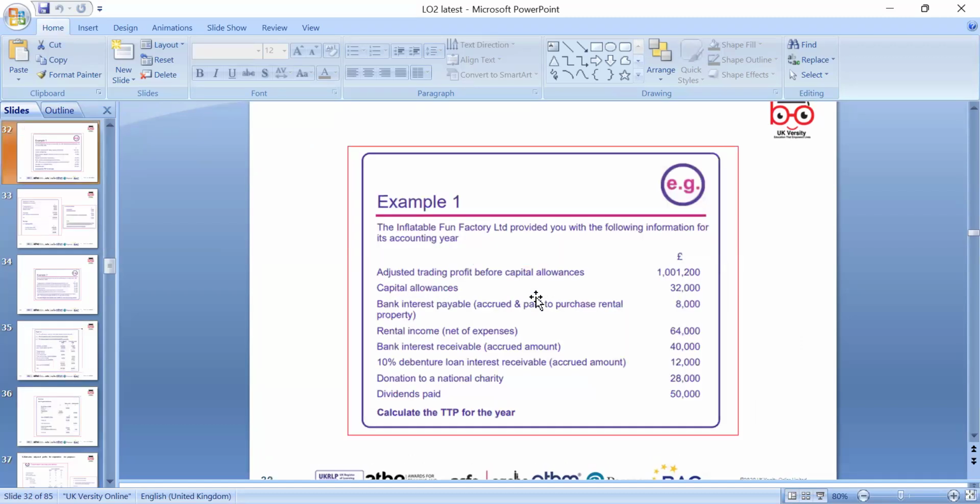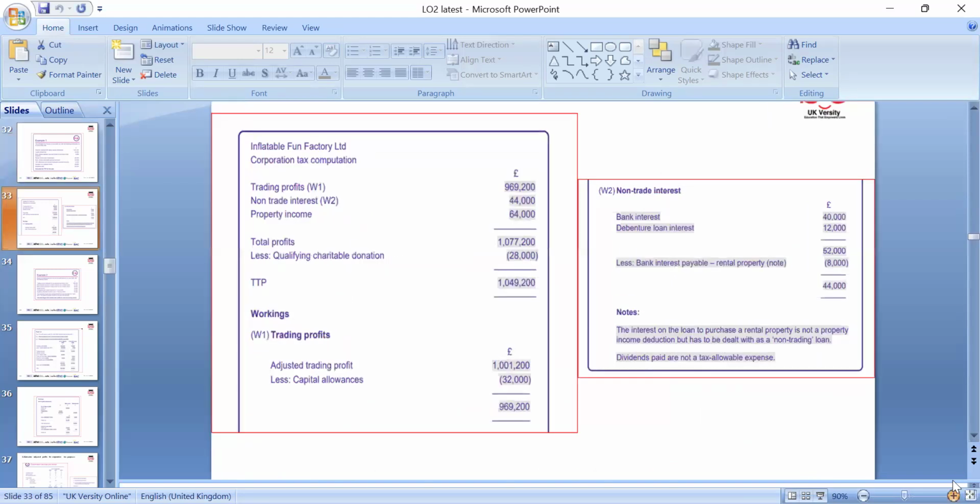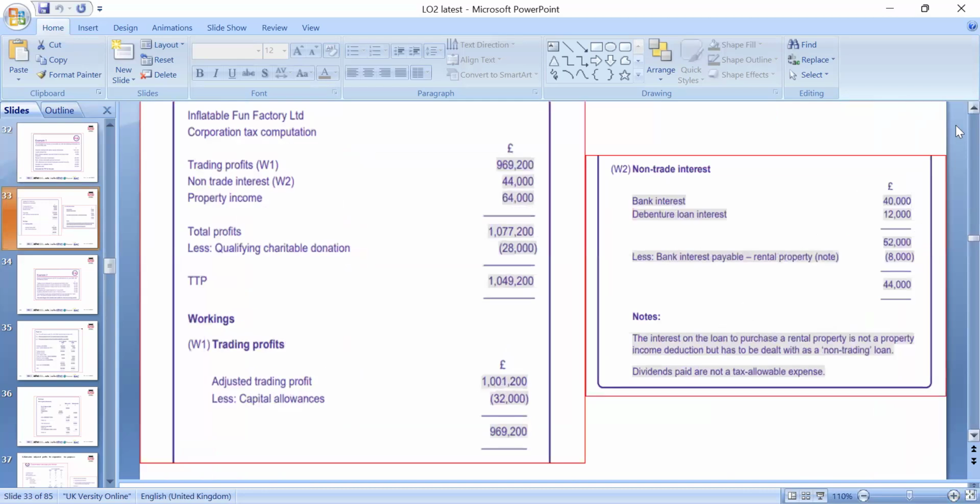Let us look at the income of a company, which is given the following information. We have the adjusted trading profit before capital allowance, the capital allowance, bank interest, the rental income, the bank interest received, 10% debentures, donations, and dividends paid. We have to calculate the total taxable profit for this period for the business, from the corporation point of view.